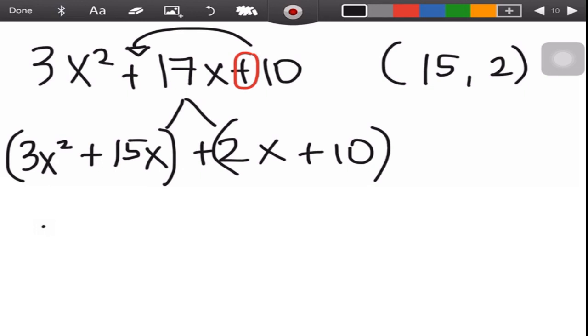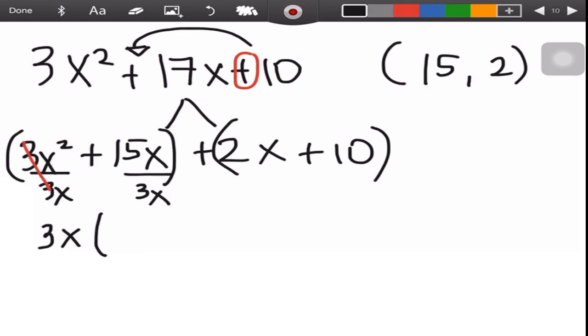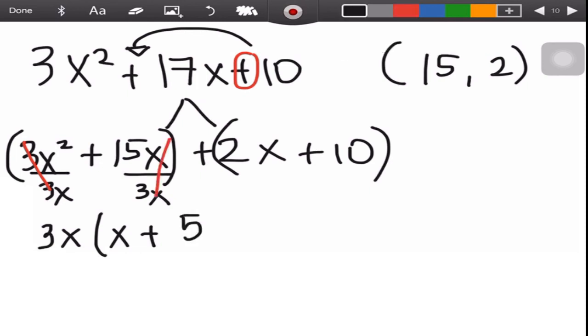What number can divide 3 and 15? So that is 3. What will we use? X squared or x? That is x because it has lower exponent. And then divide it. 3 divided by 3, that will become 1. Cancel. X squared divided by x, that is x. Plus, copy the sign. And then 15 divided by 3 is 5. X divided by x, that will become 1.